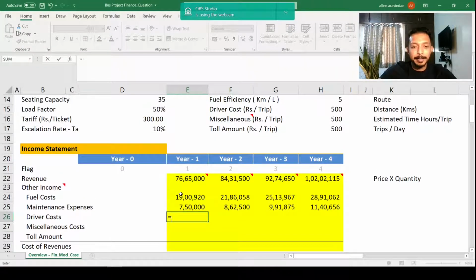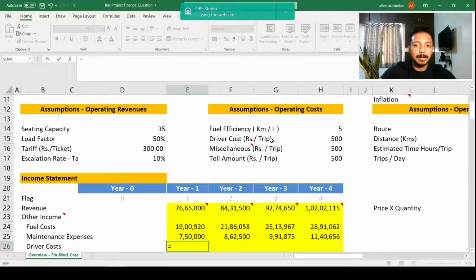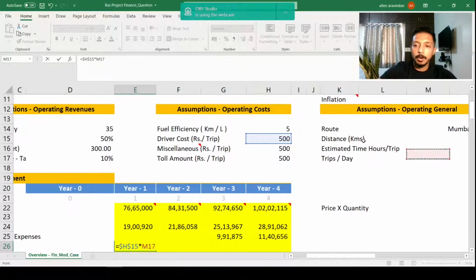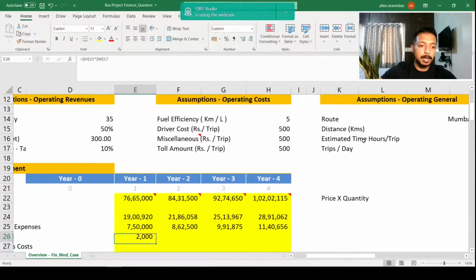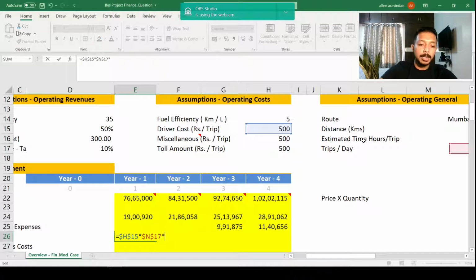So remember, again, the driver cost is calculated per trip, which is given out here. So we multiply the driver cost per trip with the number of trips he does in a day. That gives us the amount of money we pay per day to the driver. And you multiply that with 365, which gives us the annual driver cost, right?